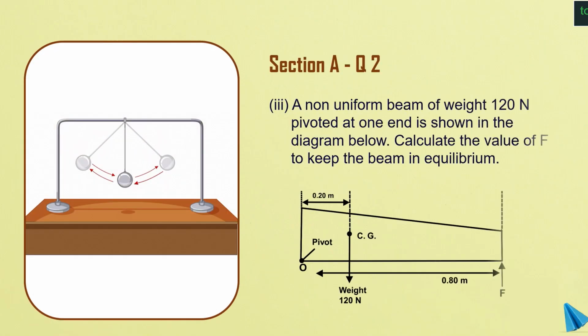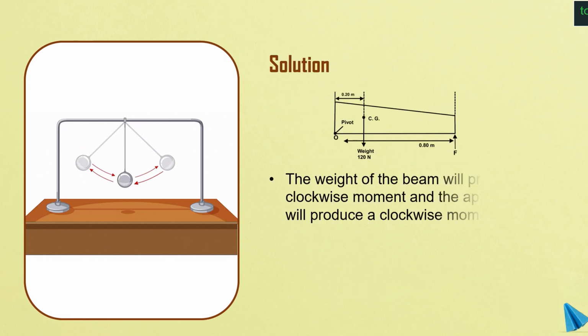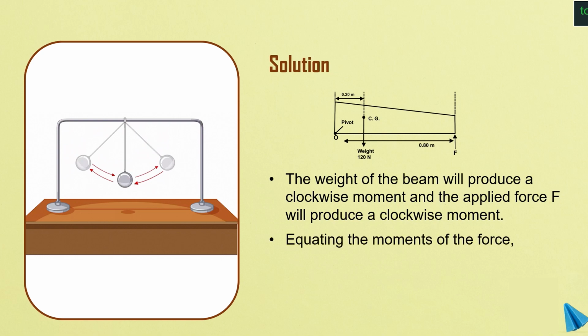Let's have a look at a new question now. A non-uniform beam of weight 120 Newton pivoted at one end is shown in the diagram below. Calculate the value of F to keep the beam in equilibrium. Firstly, we know that the weight of the beam will produce a clockwise moment and the applied force F will produce a clockwise moment. So equating the moment of force, we get 120 multiplied by 0.2 is equal to F multiplied by 0.8. So F will be equal to 120 multiplied by 0.2 divided by 0.8, and the value of F that you get is 30 Newton.